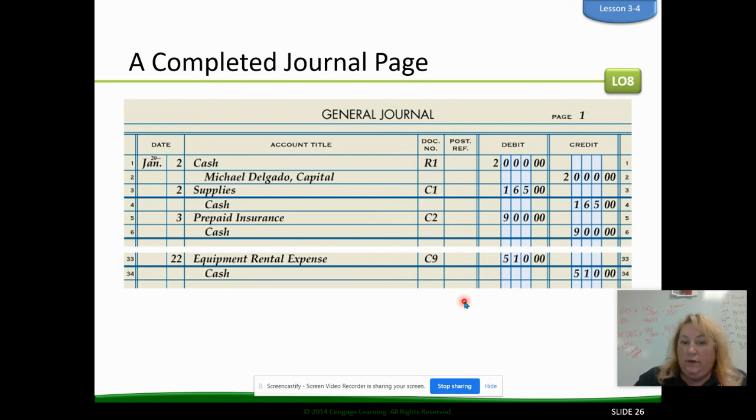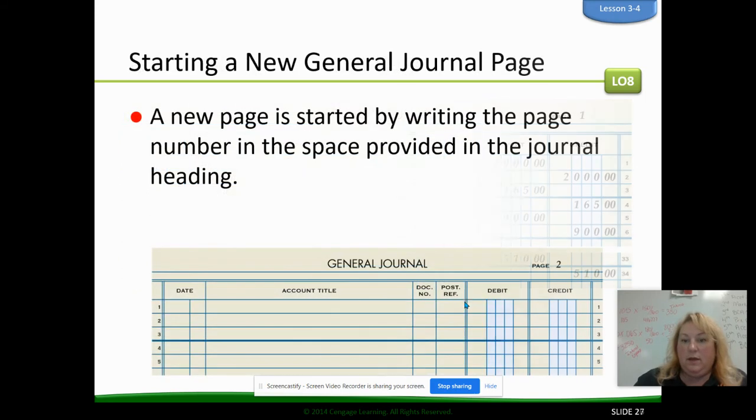So this is our finished page, and this is page number 1. Literally to start a new page, we just put the page number. That starts a whole new page. So the next page starts a whole new page. So page number 2.